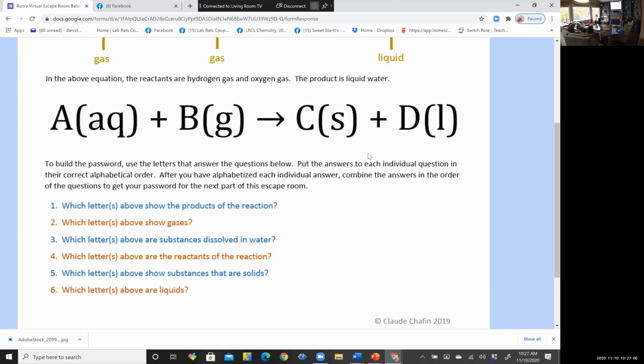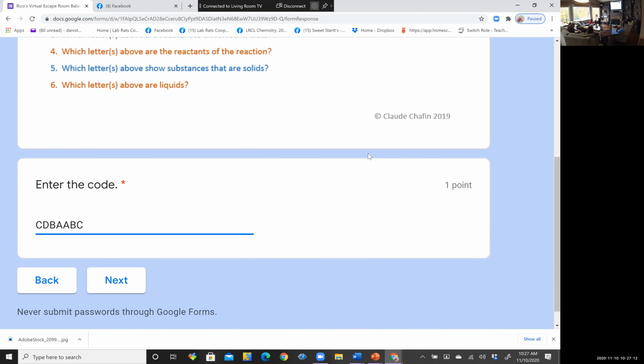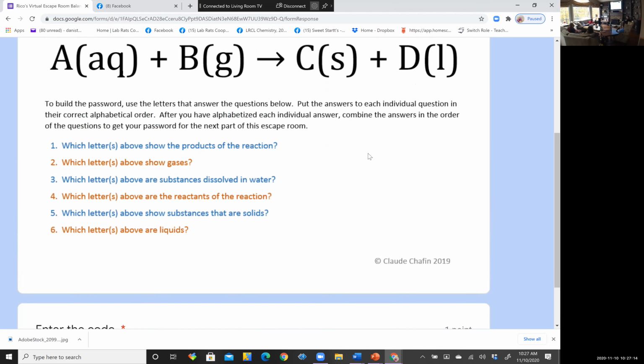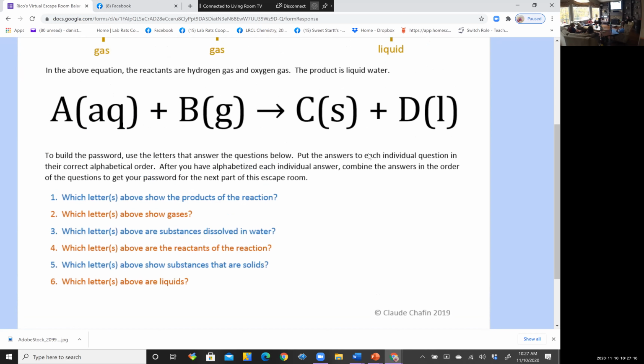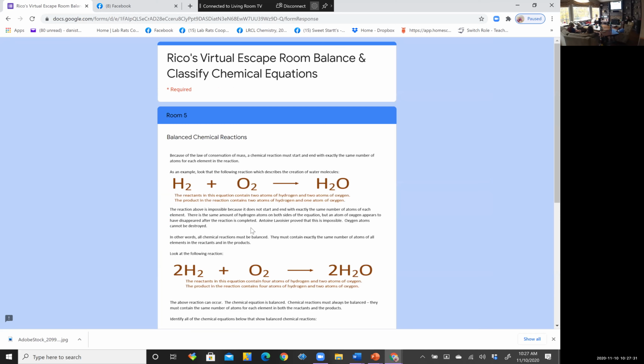Which letters above show the substances that are solids? C. What do you guys think? C. Everybody agrees with C. All right, Jules and Eleanor, you look at this last one for me. Which letters above are liquids? What's the liquid? It's an L. Look for the L. It's like a one. Do you see it? D, L. D, yeah. All right, let's give this a shot. Are you ready? Yep. Fingers crossed. That seems right. Boom, nice.